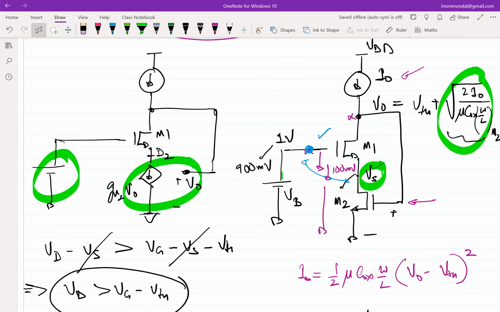So if feedback doesn't exist, you can simplify the circuit and say that I can assume VS to be grounded, which means I have a control current source on the bottom and an independent current source on the top, but they are not talking to each other. So your circuit will not get biased.